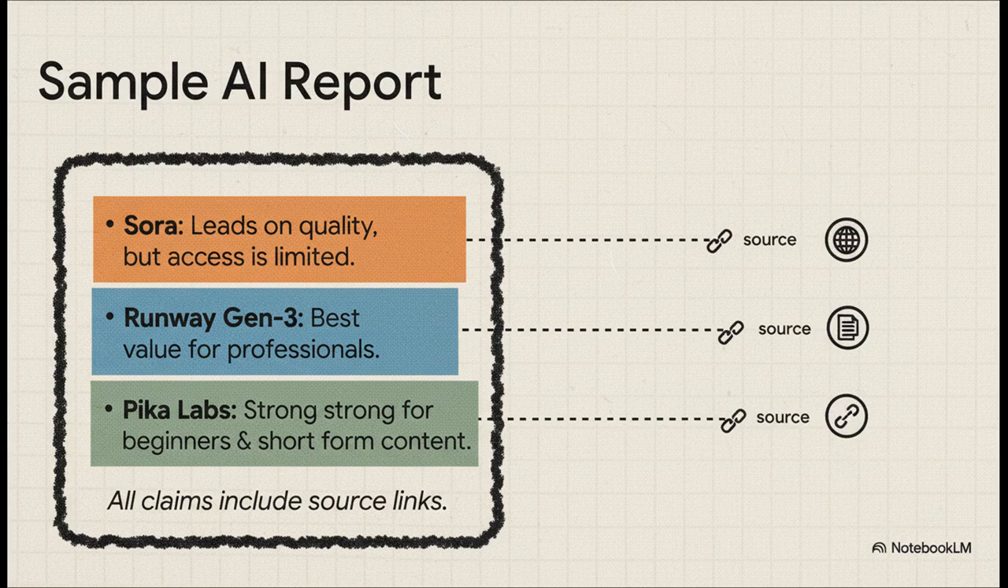But look at that last bullet point. This is so important. Every single claim it makes comes with a link right back to the source where it found the information. So you don't have to worry about the AI making things up. It's all transparent and verifiable.